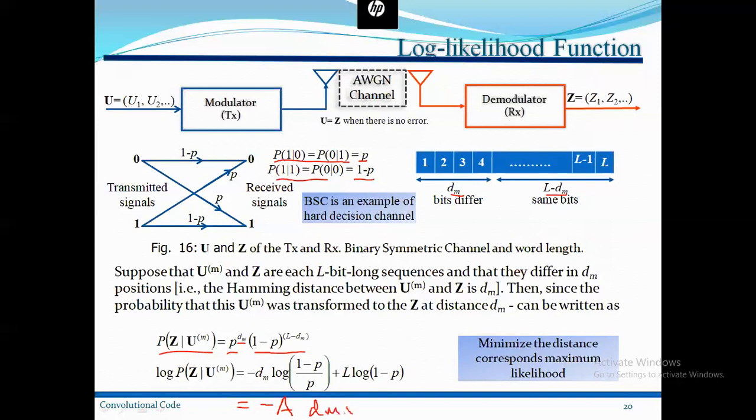Here a and b are constants. So we can calculate the conditional probability in terms of Hamming distance. We can translate it into the form of Hamming distance.